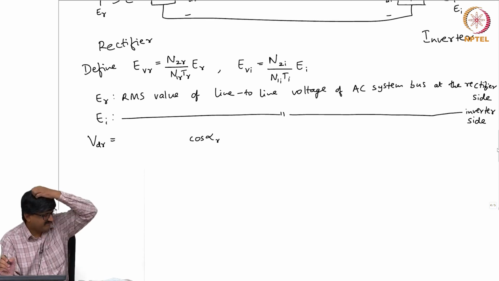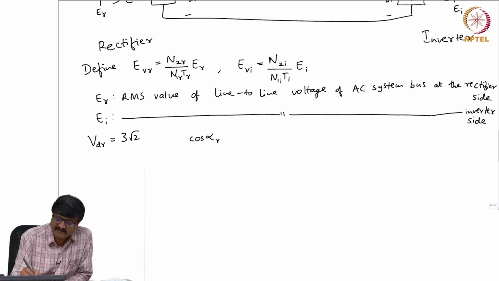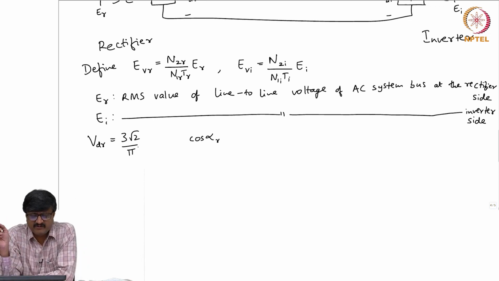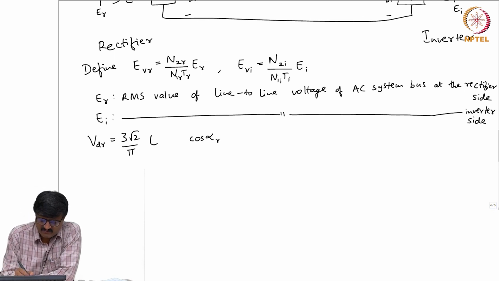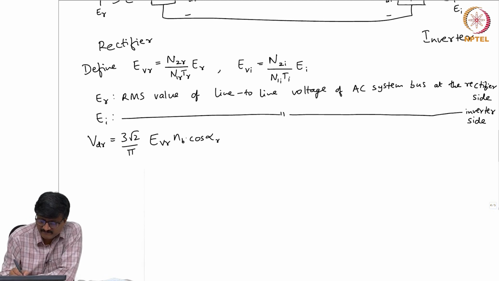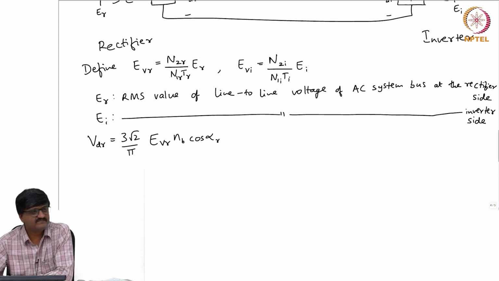What is the expression? In terms of 3 root 2 by pi into root 3. Why root 3? Because all these are line to line voltages only. So it is 3 root 2 by pi into root 3 EVR into NB. That is the first term on the right hand side.